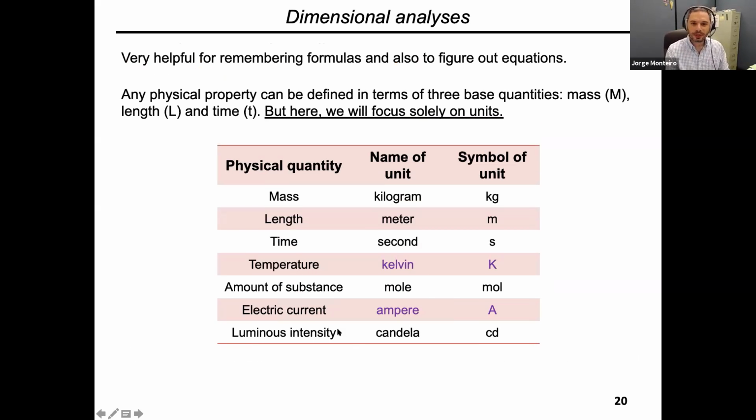Let's talk a little bit about dimensional analysis. It's very helpful for remembering formulas and also to figure out equations. Any physical property can be defined in terms of three base quantities: mass, length, and time. Here I will focus solely on units. We don't need to go deep in the dimensional analysis. So let me give you an example, and I don't want to lose too much time here, and then we will move on.